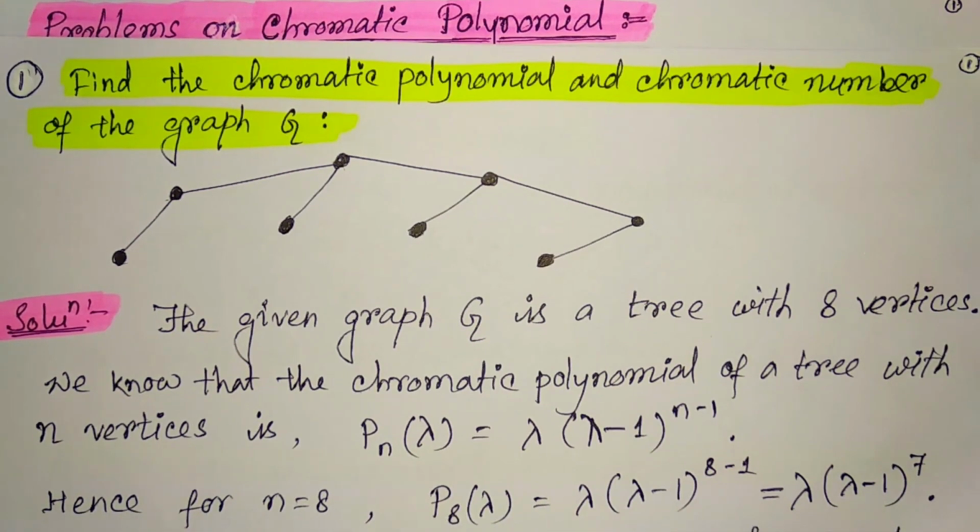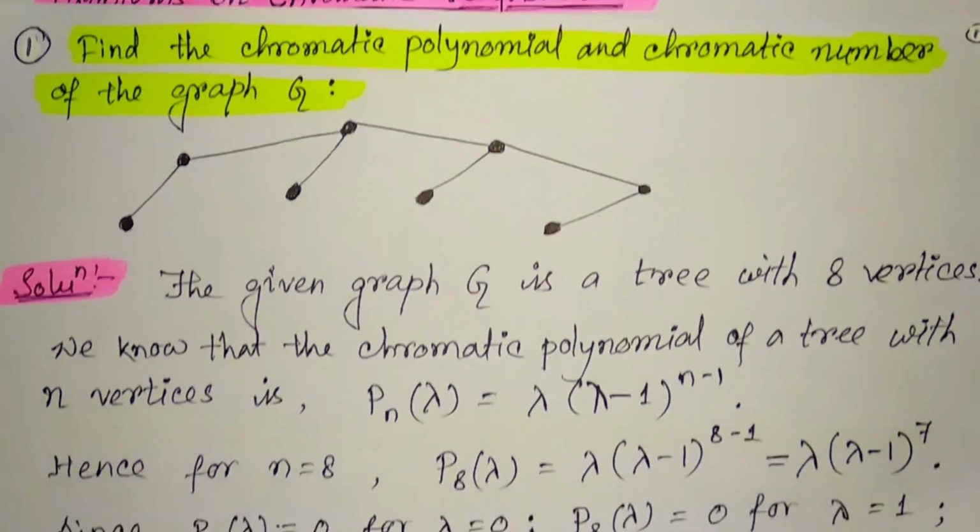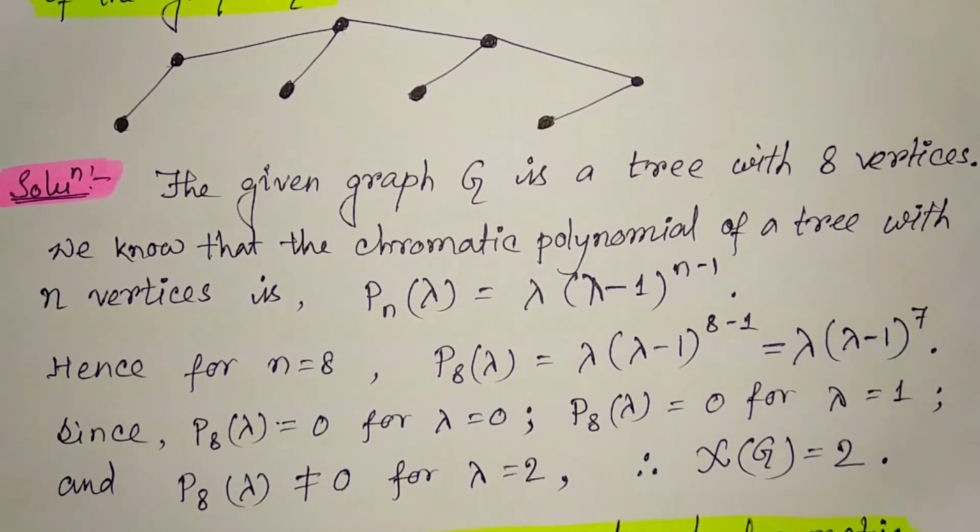So if it is so, we know that for a tree, the chromatic polynomial is lambda into lambda minus 1 to the power n minus 1. In the given graph, it is a tree with 8 vertices. Hence, its chromatic polynomial should be P8 of lambda equals lambda into lambda minus 1 to the power 8 minus 1, that is lambda into lambda minus 1 to the power of 7. So this is the chromatic polynomial.